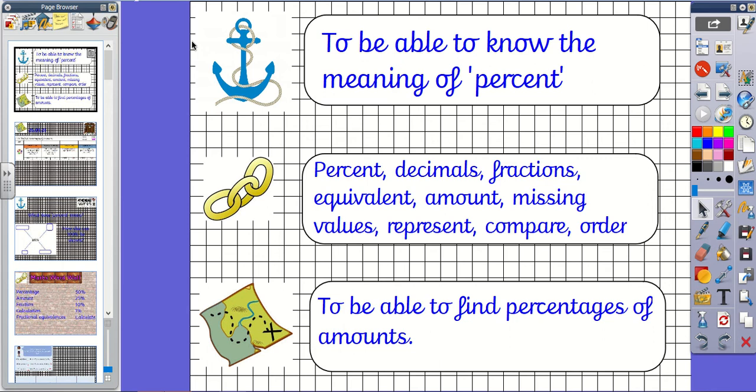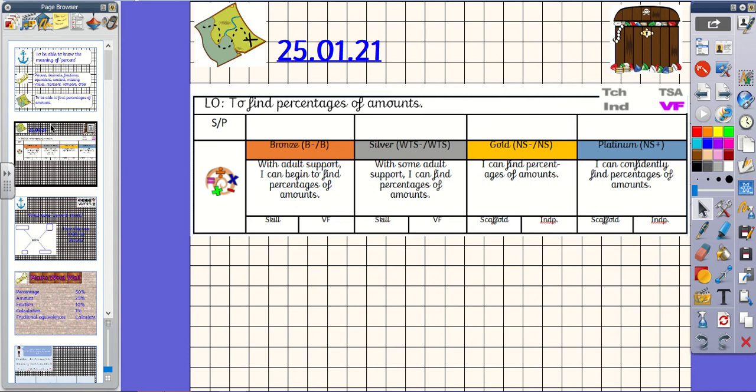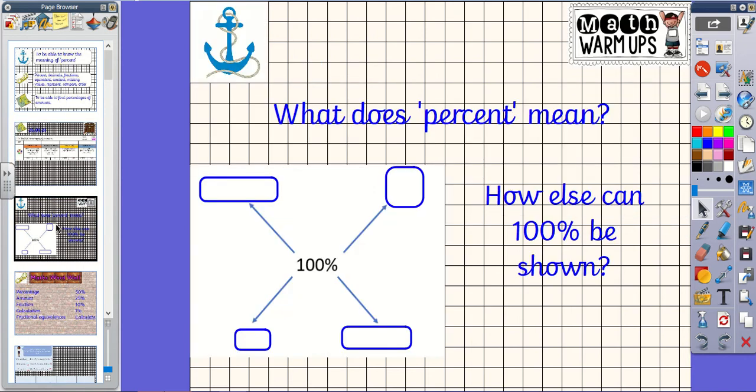In our maths lesson today, we are going to be able to find percentages of amounts. We started this on Friday last week, and we're just going to have another lesson on it, just so we're secure. So our learning outcome today is to find percentages of amounts. And we're going to get our brains warmed up by looking at that question on the screen.